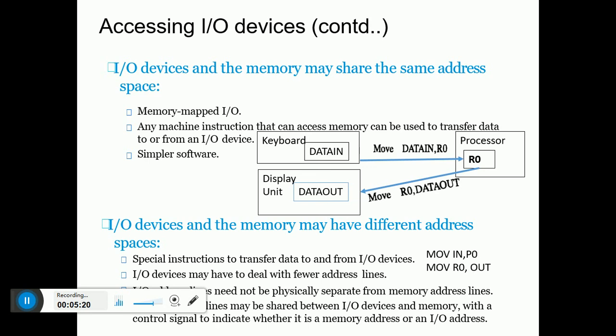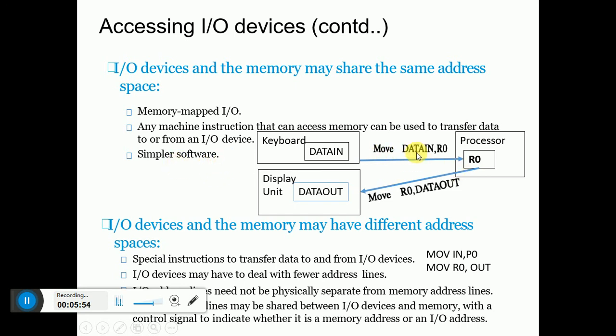There are two ways basically: input output devices and memory may share the same address space. That is possible, where the same address space is accessible by the input output device and memory. This is known as memory mapped input output. Any machine instruction that can access memory can be used to transfer data to or from the input output devices. Simpler software can be used here.